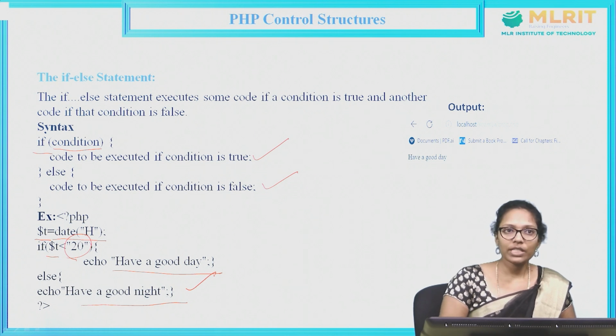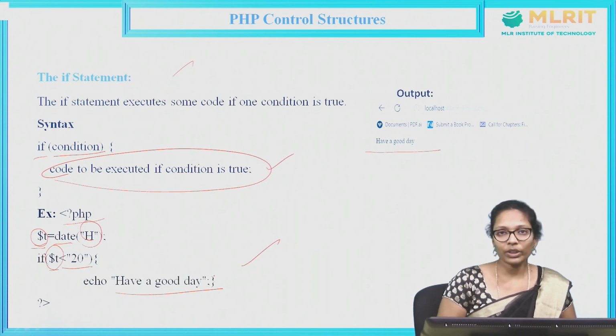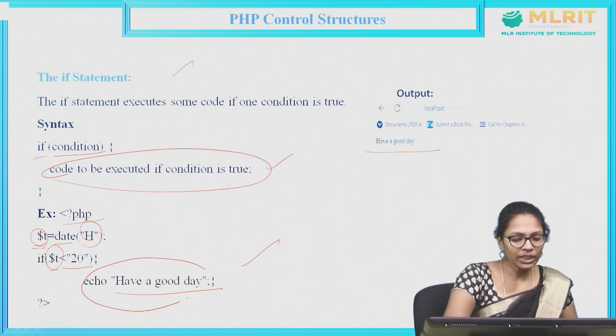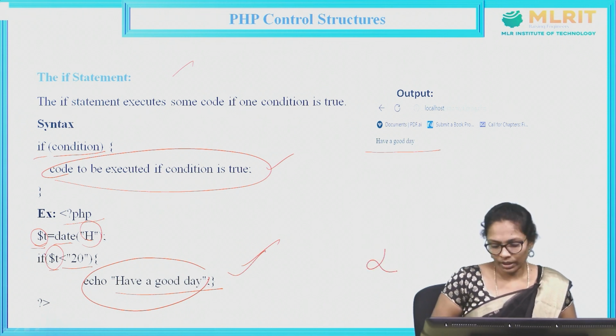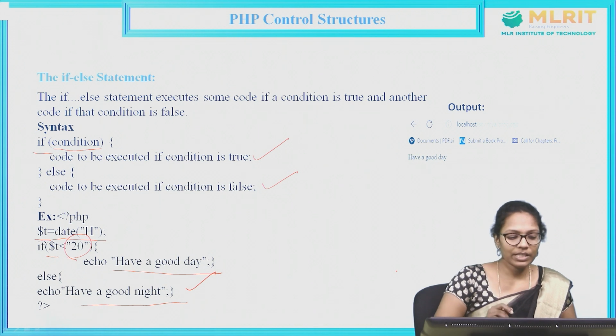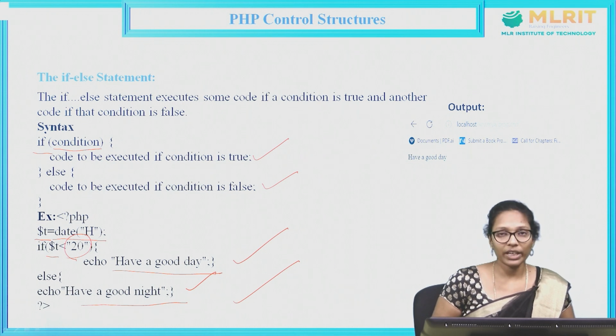So in the previous case, we were focusing only on the if condition. If the condition fails, what happens in the previous program? I don't get any output. If the condition is true, then I'll get this output. But if the condition is false, then I don't get any output. But coming to the second case, if else, if the condition is true, I'm going to get this. If the condition has failed, I'm going to get this. So that is the use of if else.